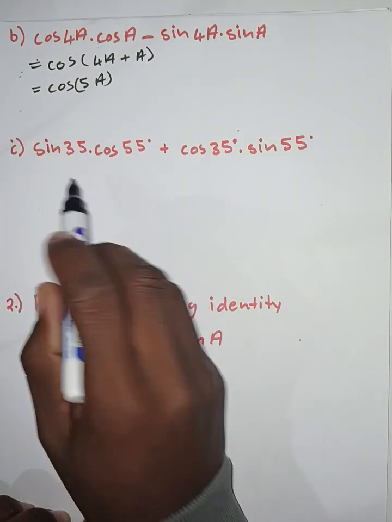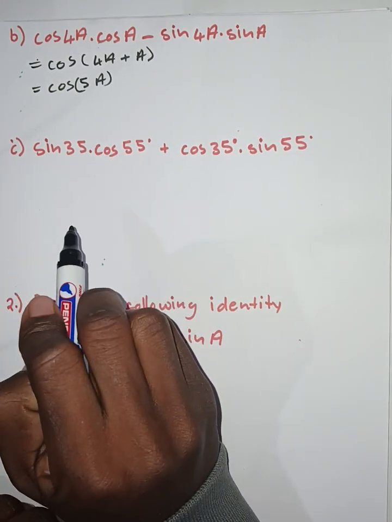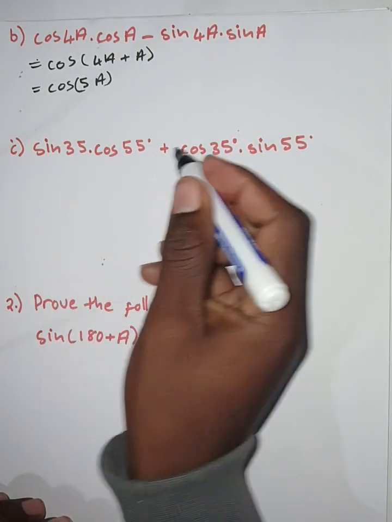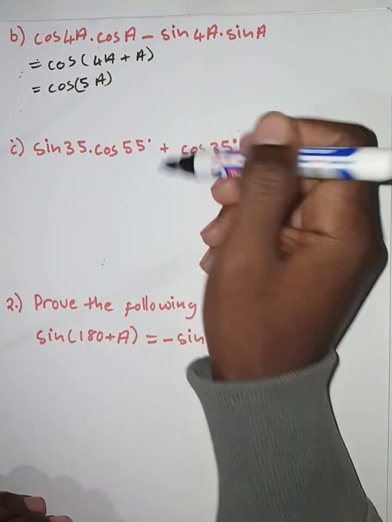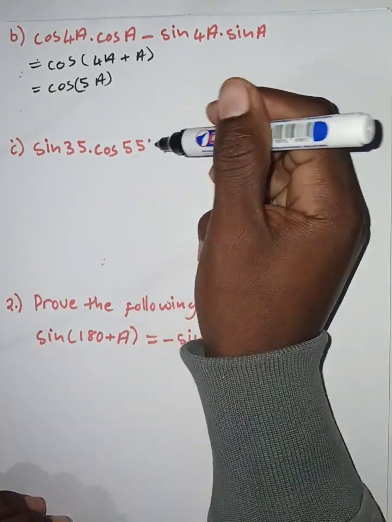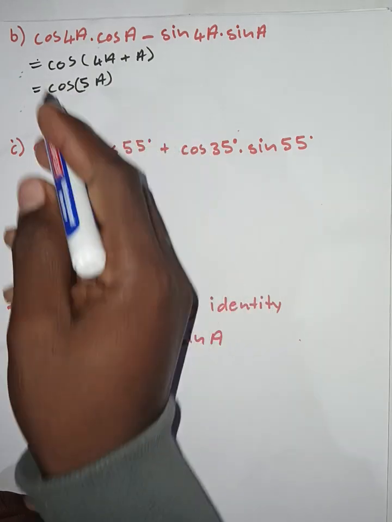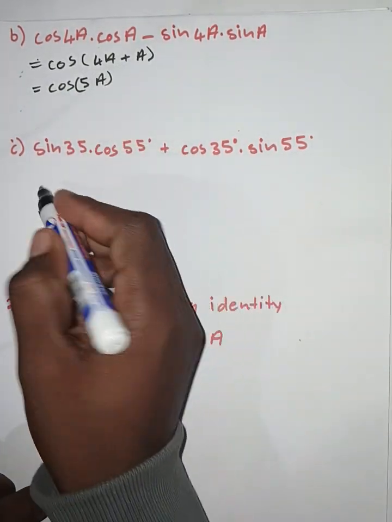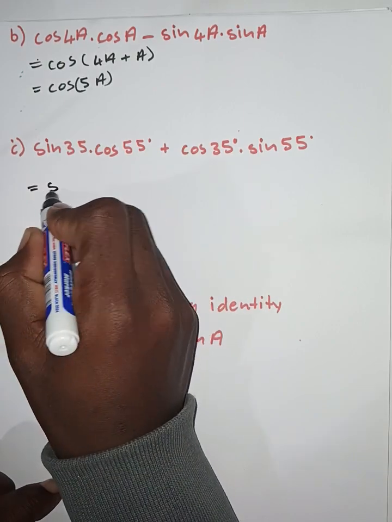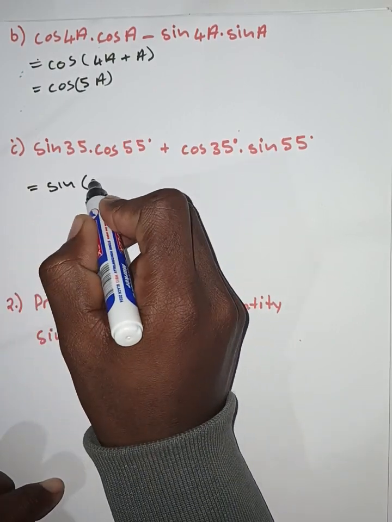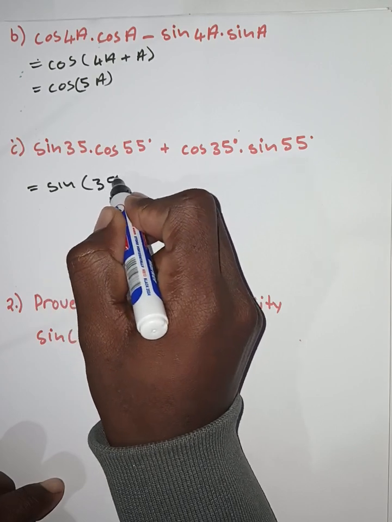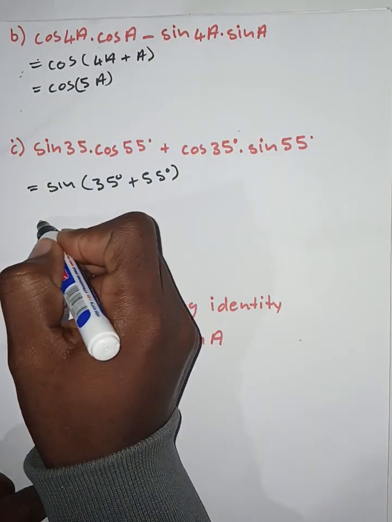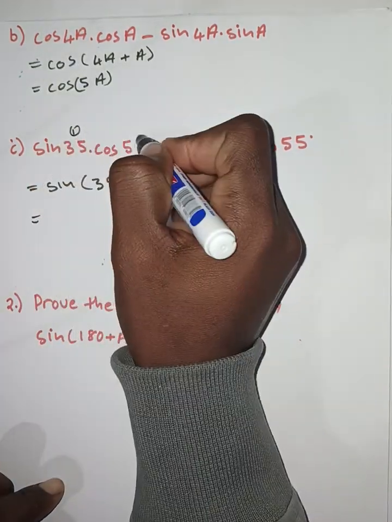So we must simplify that. We can see it's a sine identity because the names do not match. With the sine identity, here's a good thing: if it's a plus on one side, on the other side it's also a plus, and if it's a minus, it's also a minus. It's only the cos identity that changes. So this would equal sine of the first angle, which is 35 degrees, plus 55 degrees. This would be the first, and that would be the second.